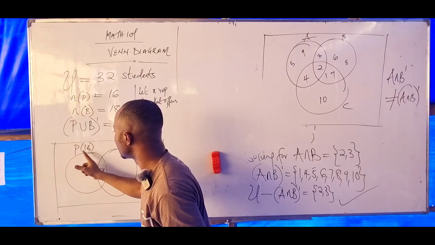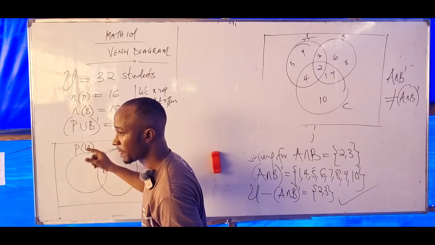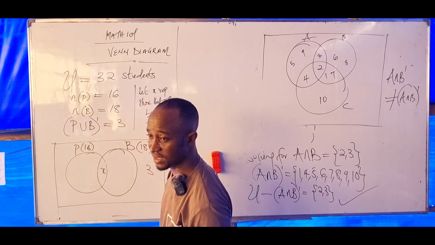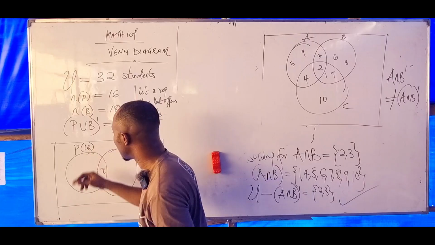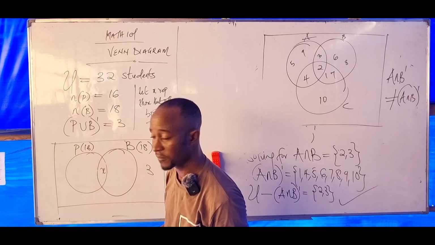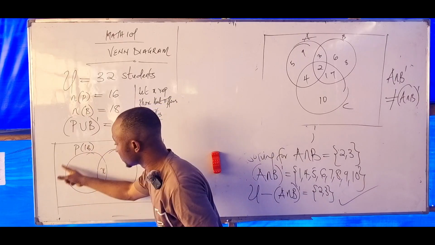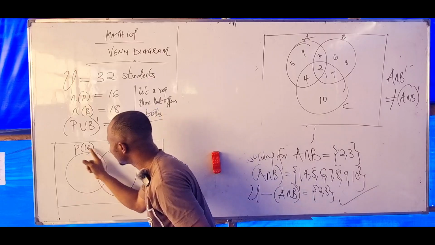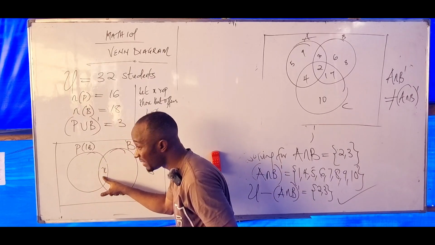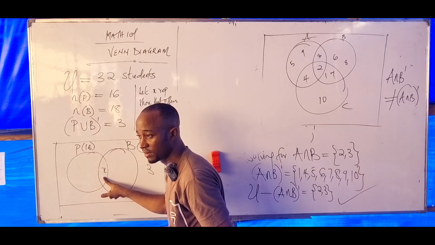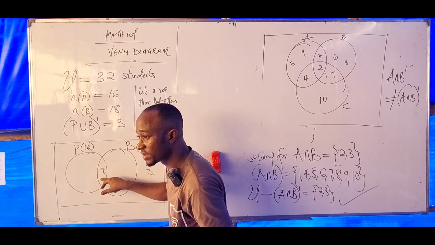Those that offer physics, 16. Out of 16 students that offer physics, among them, we also have those that offer biology. Do you know why? The entire circle represents physics, Abi. But that circle cuts across biology here. Are you seeing it now? That part of physics is also in biology.